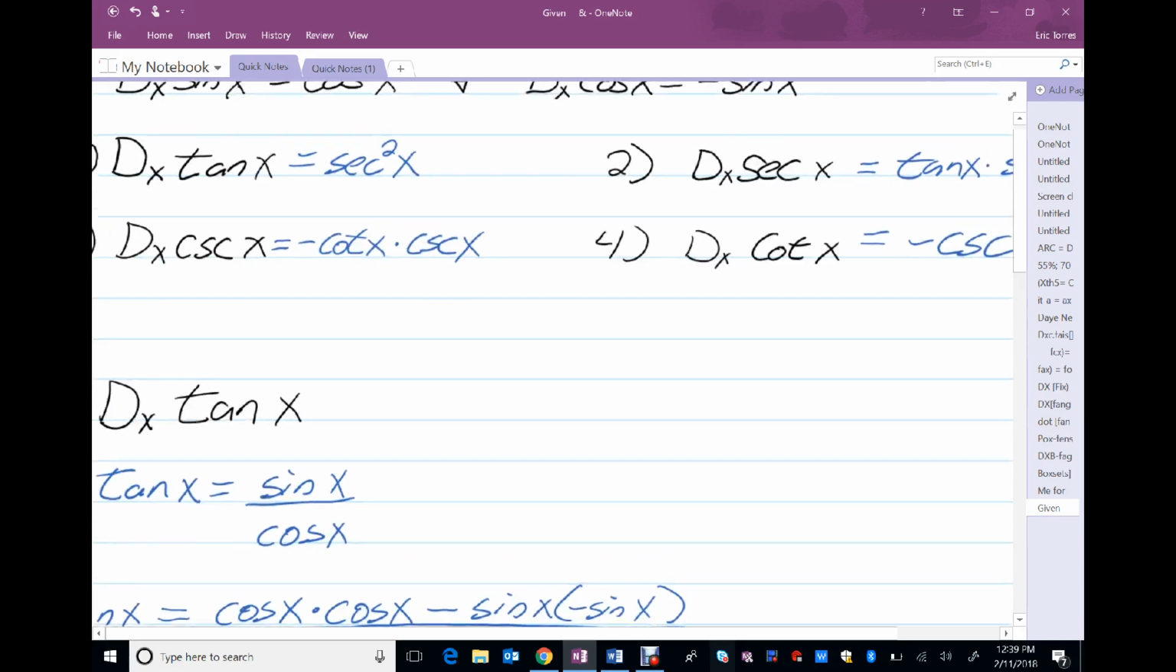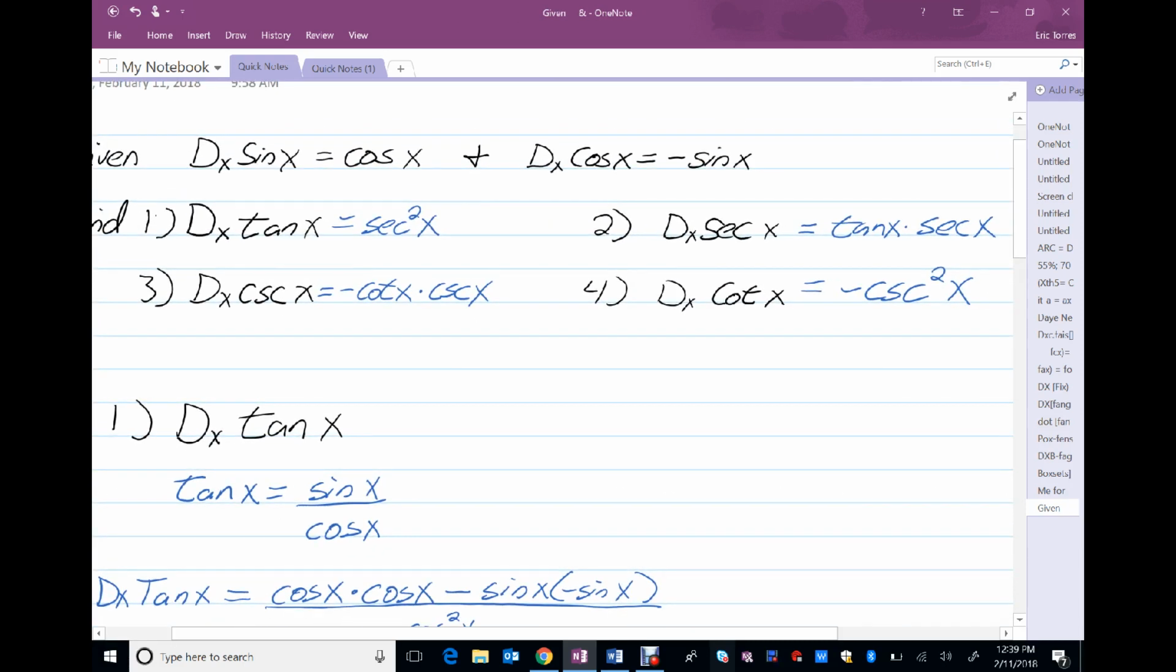So, that is how I found the derivatives of the other four trigonometric functions using the quotient rule and their definitions based in sine and cosine.